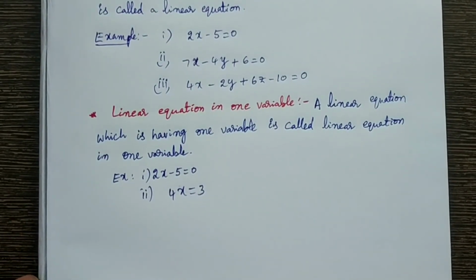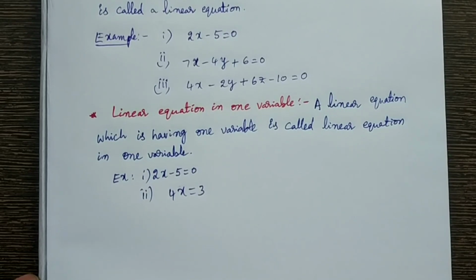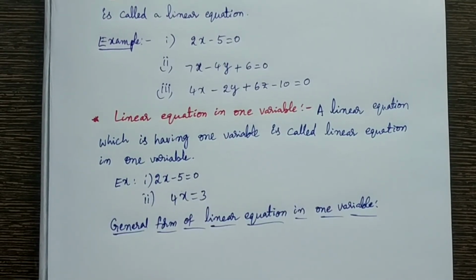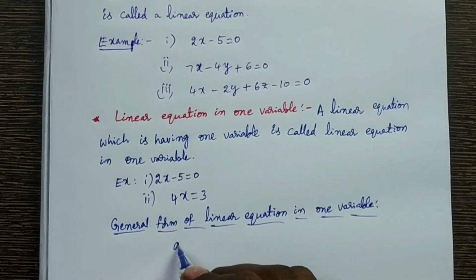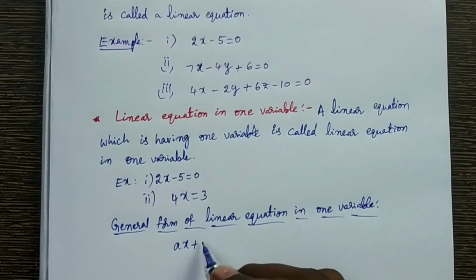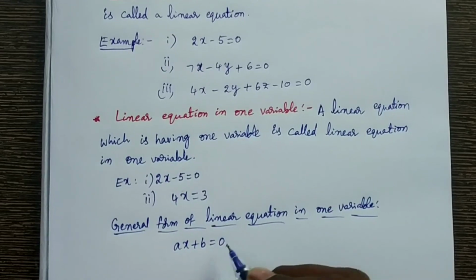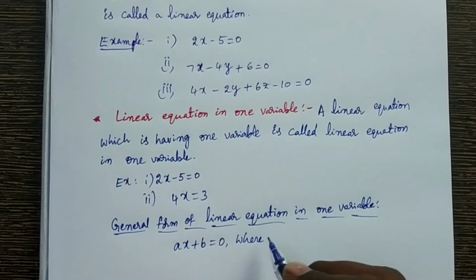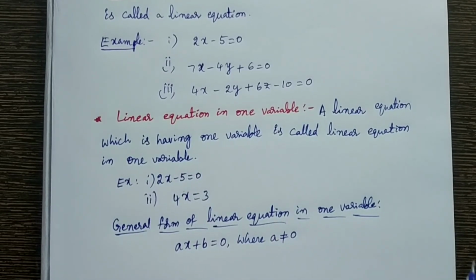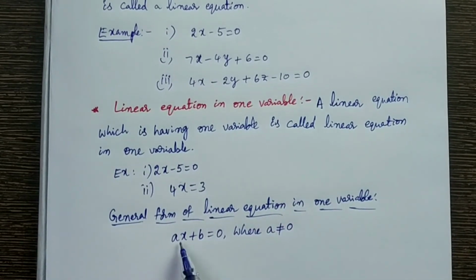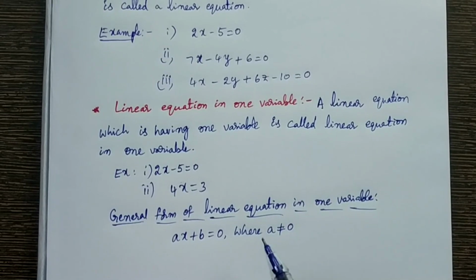Let us discuss the general form of a linear equation in one variable. The general form of a linear equation in one variable is ax plus b is equal to 0, where a is not equal to 0. This is the general form of a linear equation in one variable.